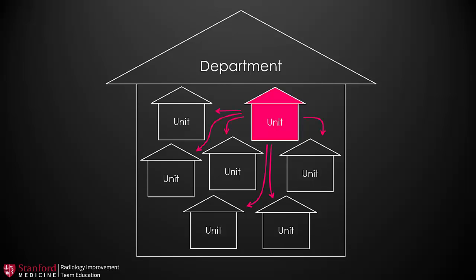Now that you've been successful in one area, you're going to want to do the same thing in other areas. You might call this rollout or implementation, but in quality improvement, we refer to this as spread. A spread project is different than an improvement project in some fundamental ways.